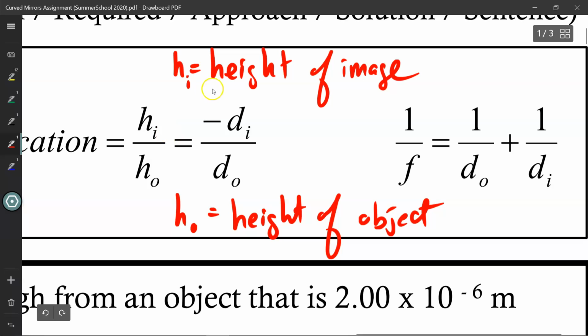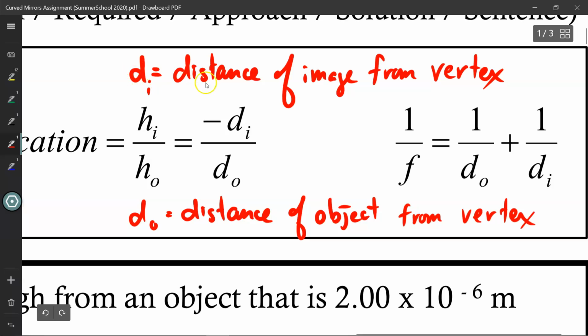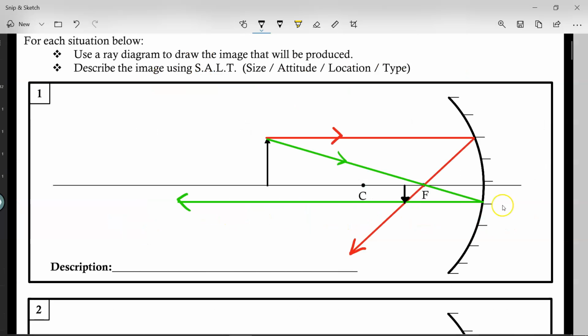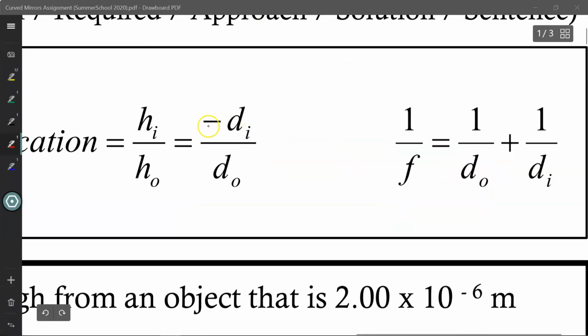Now HI stands for the height of the image. That's why there's an I there. HO stands for the height of the object. That's why there's an O there. Similarly, DI is the distance of the image from the vertex, while DO is the distance of the object from the vertex. And if you recall, the vertex is the point where the principal axis comes in contact with the mirror surface. So DI would be measured from the vertex to the image, while DO is the distance of the object from the vertex.